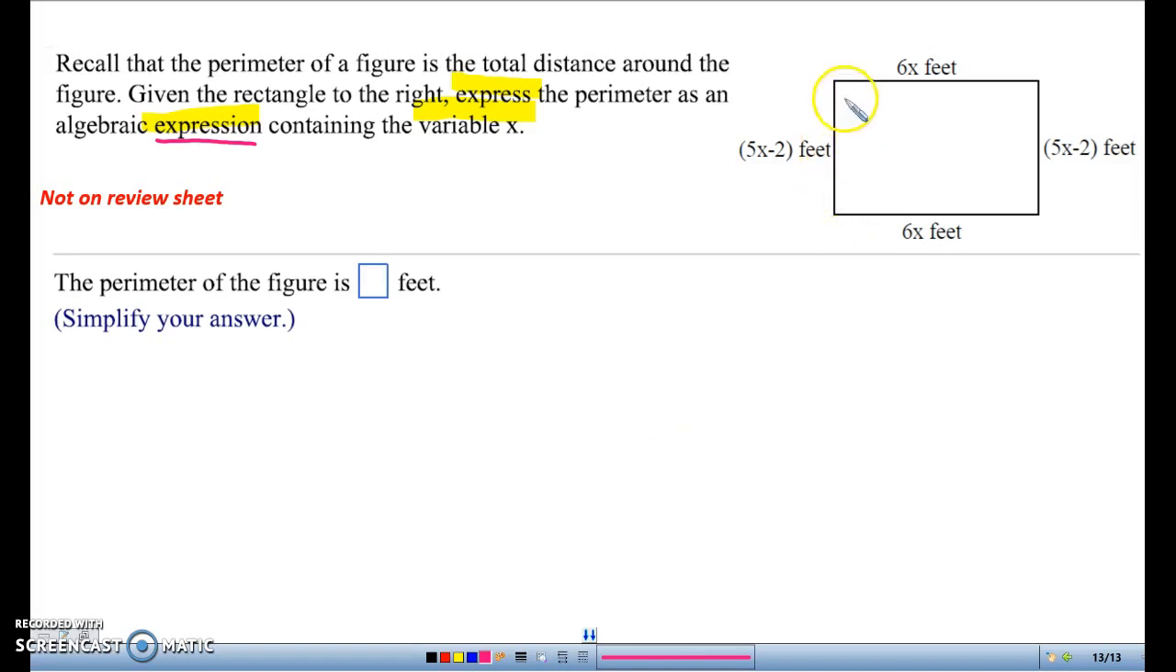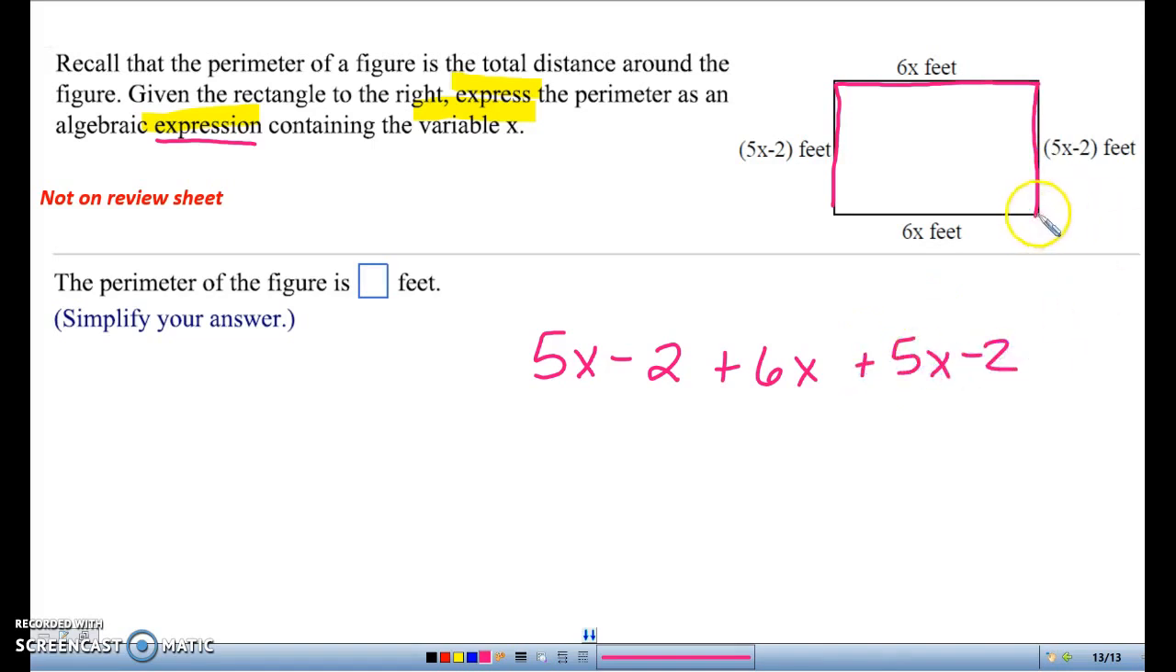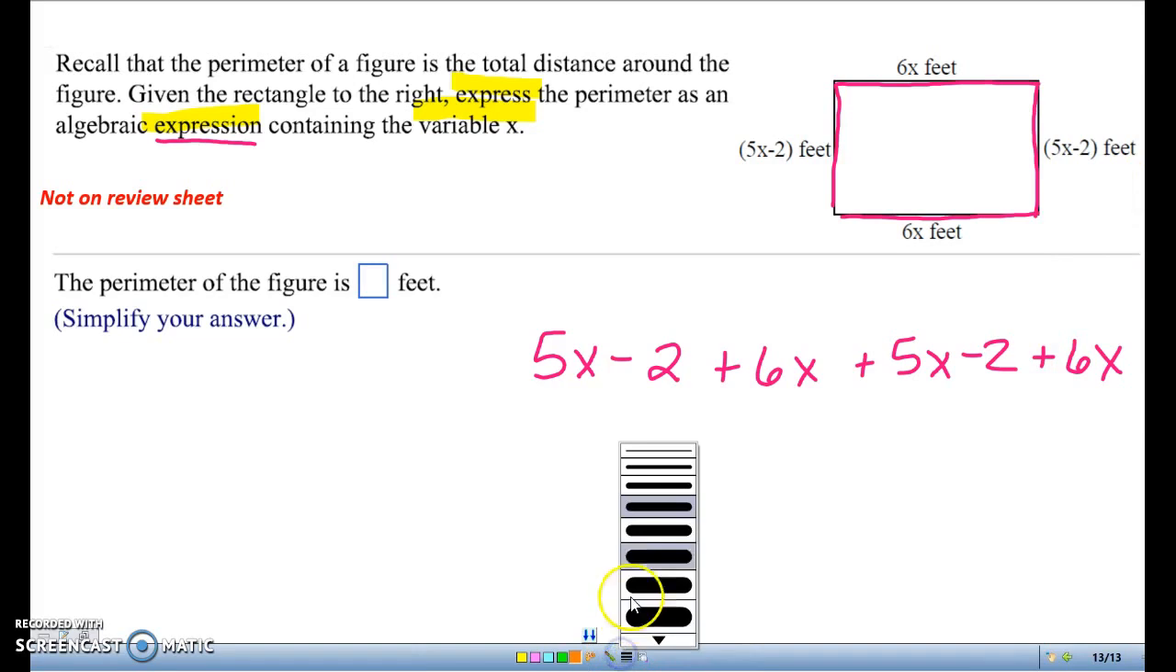Okay, now perimeter is the distance all the way around, so let's add up all the sides. I have 5x minus 2, that's this side, plus the length of this side, that's plus 6x, plus this side here, which is 5x minus 2, plus this side here, which is 6x. You cannot set it equal to anything because they did not tell you what the perimeter is. The only thing you can do here is combine like terms.